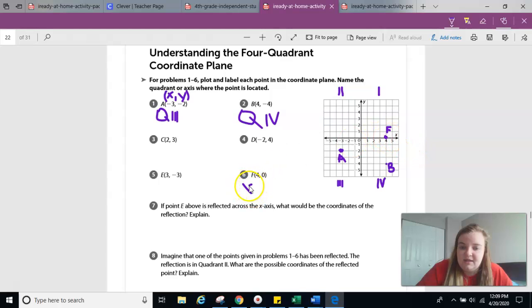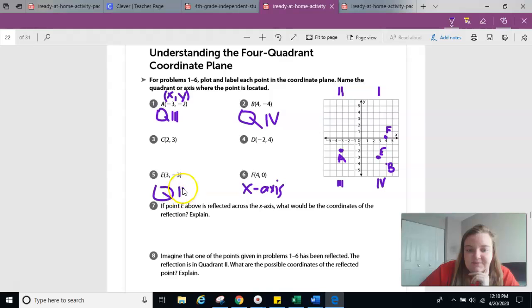So we're going to write x-axis. Okay, since number 7 requires you to work with E, I will go ahead and do point E. 3, -3. So here's 3, here's -3, where they meet is right here. So this is E. So you have 2 more to do, okay? And put what quadrant it lies in.